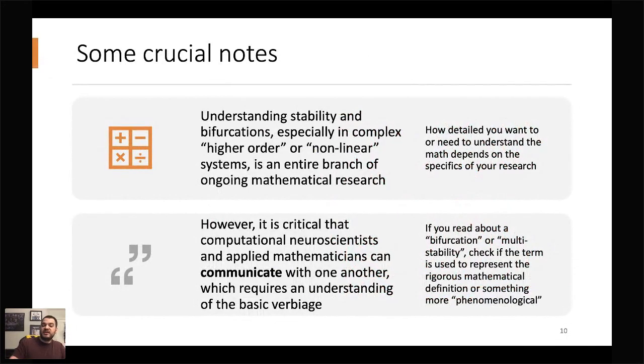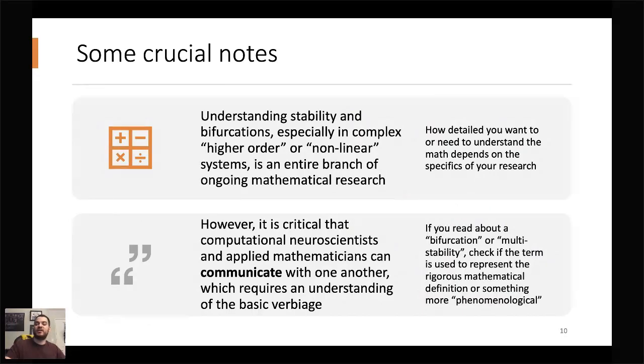Now, it's worth pausing here to mention, once again, that things like stability and bifurcations in these more complicated, higher order, nonlinear systems are their own branch of mathematical research. And how detailed you need to understand these things is very much up to you and what the goals of your research are. So don't feel any pressure to go and take a class in bifurcation theory or anything like that. That may not be necessary for your particular research.